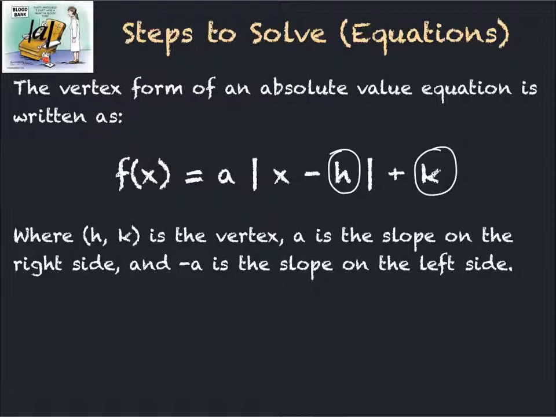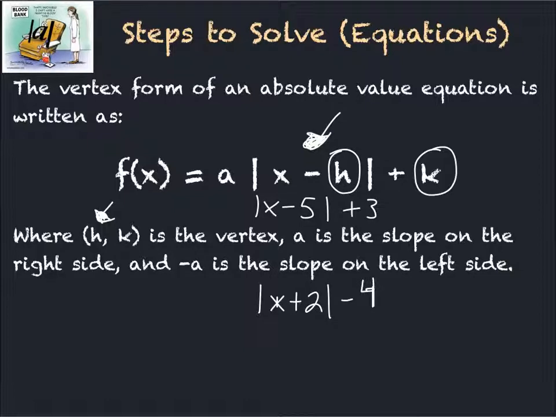Now I want you to notice that the vertex form of an absolute value equation calls for a negative h, right? And if you notice here, we have a positive h. So basically what that means is that the h value is going to be opposite. So if this was x minus 5 plus 3, your vertex wouldn't be negative 5, 3, it would be 5, comma 3. Or if this was x plus 2 minus 4, your vertex wouldn't be 2, negative 4, it would be negative 2, negative 4.